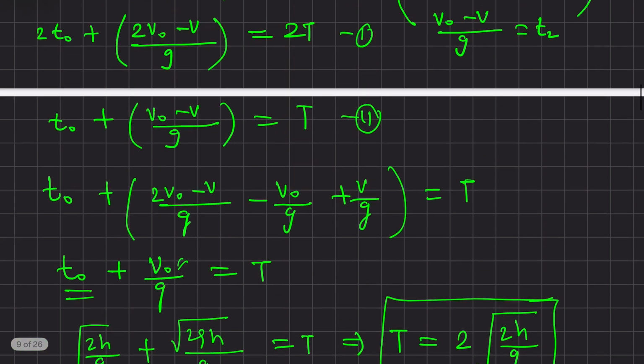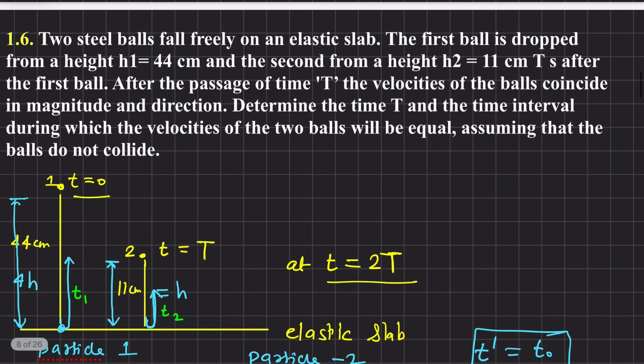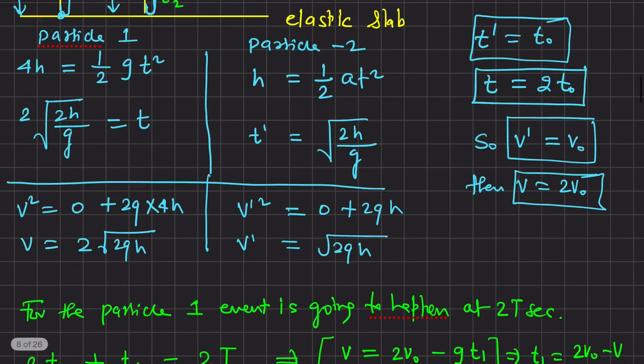What they have asked, guys, in the question, is to determine the time t and the time interval during which the velocities of the two balls will be equal. Like, after which time intervals will this be equal? And the time interval during which the velocities of the two balls will be equal, assuming that the balls do not collide. I think they are asking this only.